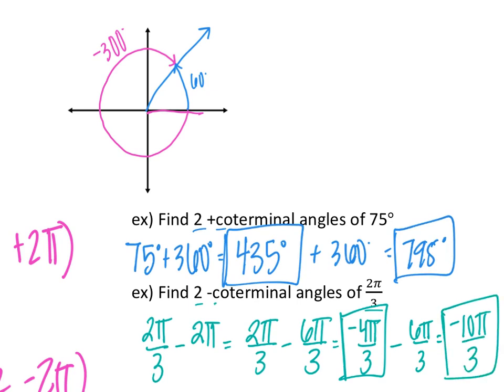If you're not comfortable doing that by hand, you can also take 2/3 in your calculator and subtract 2. Make sure that you're changing it back to a fraction by pushing math, enter, enter. When we're dealing with radians, we don't ever use decimals. And you should get negative 4 pi over 3. Take negative 4/3, subtract 2 again, and you get negative 10 pi over 3.